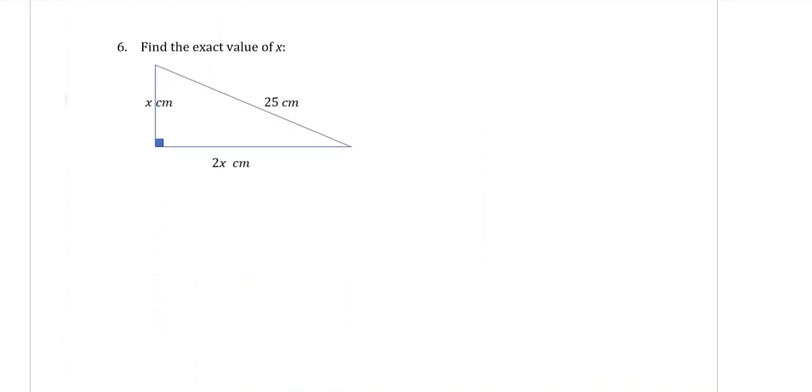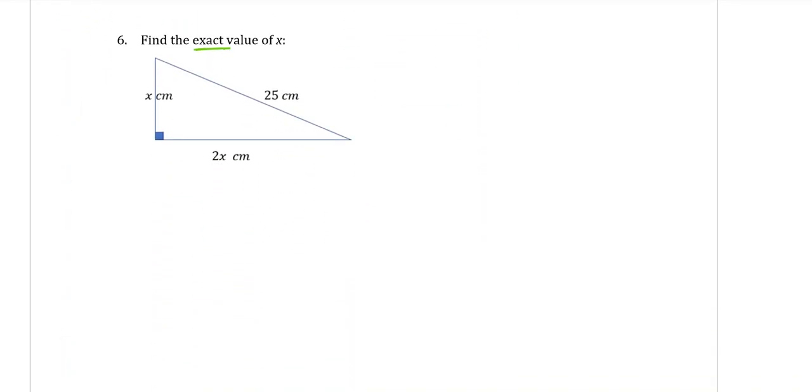Question 6. Find the exact value of x. And there's 2 of them. There's one here and there's one there. Okay, so using the traditional formula for Pythagoras' theorem, the hypotenuse, which is 25 squared, is equal to the 2 shorter sides squared added together. So it would be x squared plus the other side is 2x, which also needs to be squared. It's important that you put that 2x in brackets because you have to square the 2 and the x.